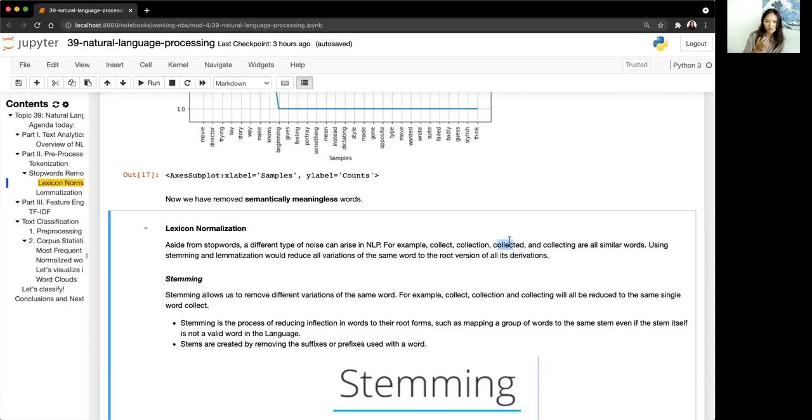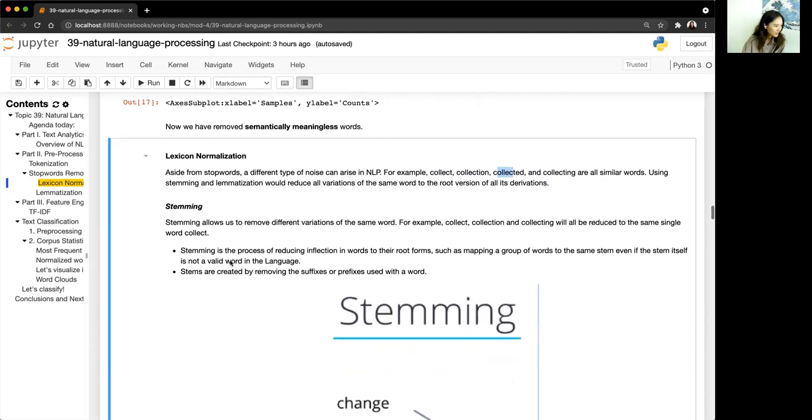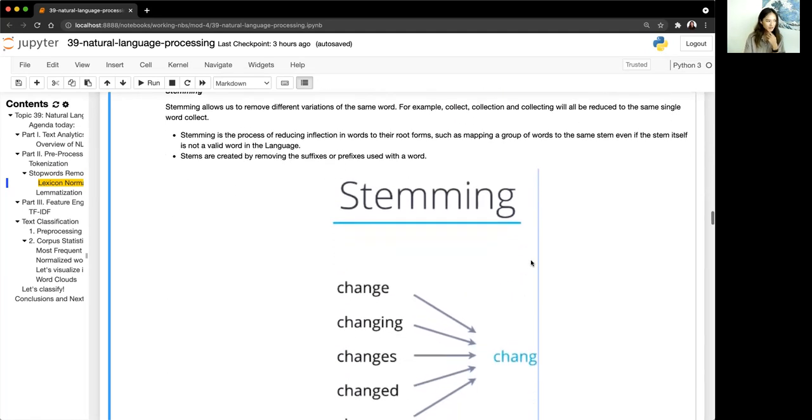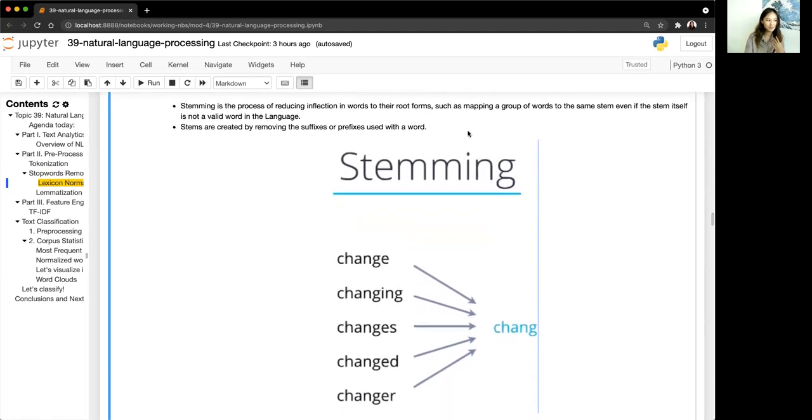So if you want to do that, you can use the processes of stemming or lemmatization. Before I get into stemming, I'll tell you now that nowadays, no one does stemming anymore. Everyone actually does lemmatization, but I do want to talk about what stemming is to start. Stemming basically allows us to remove different variations of the same word, for example collect, collection, collecting. Stemming is the process of reducing inflected words to their root forms, mapping a group of words to the same stem, even if the stem itself is not a valid word in the language.